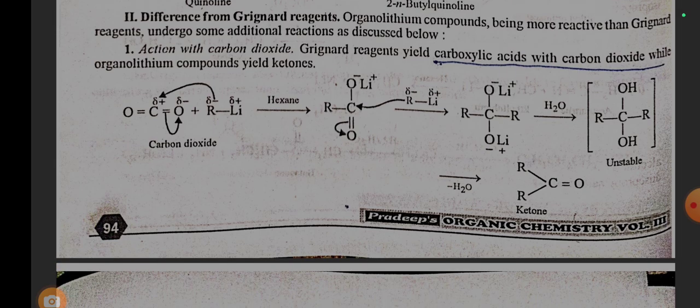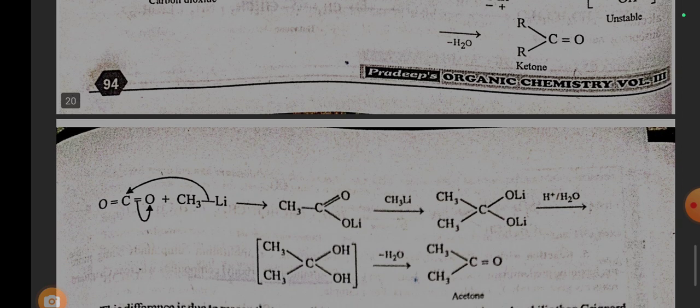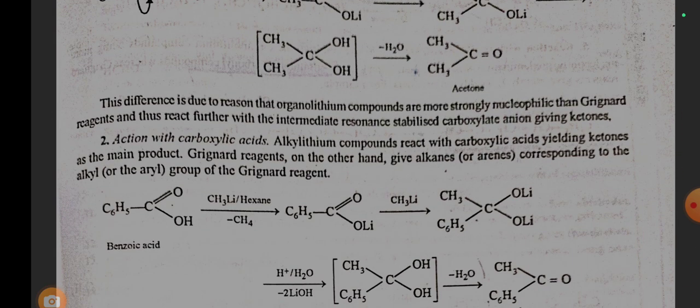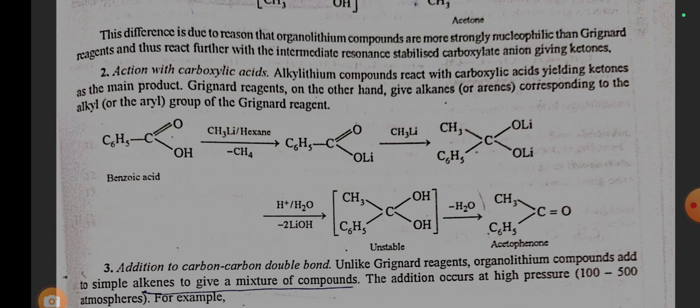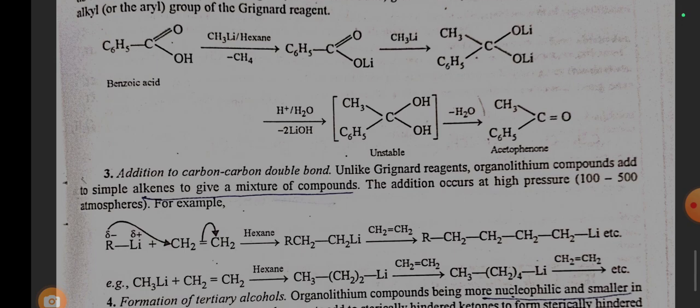Grignard reagents yield carboxylic acids with carbon dioxide, while organolithium compounds yield ketones. The difference is due to the reason that organolithium compounds are more strongly nucleophilic than Grignard reagents and thus react further with the intermediate resonance stabilized carboxylate anion, giving ketones. 2. Action with carboxylic acids. Alkyl lithium compounds react with carboxylic acids yielding ketones as the main product. Grignard reagents, on the other hand, give alkanes corresponding to the alkyl group of the Grignard reagent.